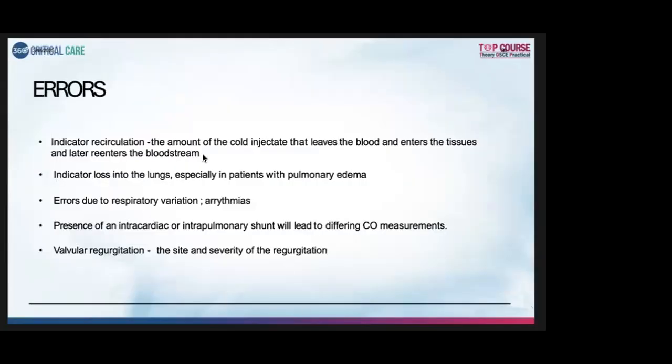Errors: there could be indicator recirculation, indicator loss into the lungs in patients with pulmonary edema, or errors due to arrhythmias. Respiratory variation can happen. The presence of intracardiac or intrapulmonary shunt can lead to variations in the cardiac output measurements, and valvular regurgitation can alter the cardiac output monitoring.